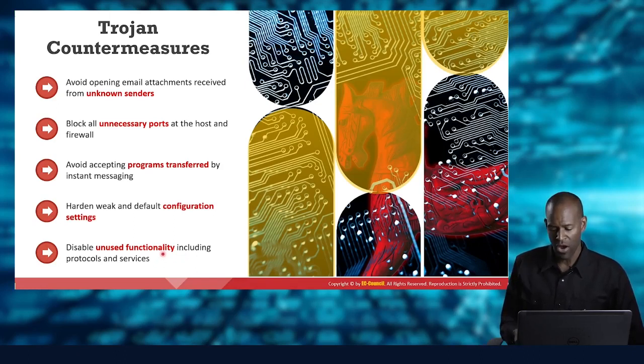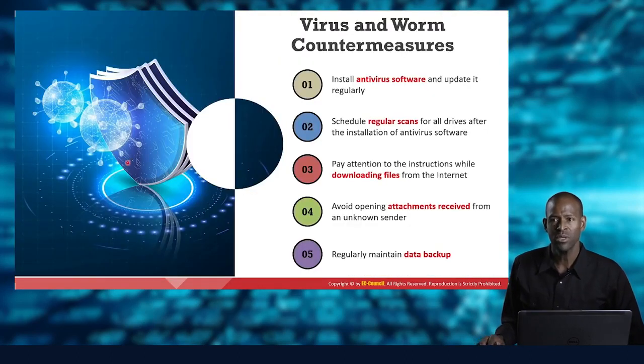That's part of hardening. For viruses and worms, and virtually all of these types of infections, install good antivirus software, scanning regularly, paying attention to the instructions. If you're downloading files from the internet, avoid opening attachments. Have a good backup. Make sure the backup, if possible, is air-gapped. An air-gapped backup is a backup that once the backup is finished, it's no longer part of the network, part of the system, and it's removed.